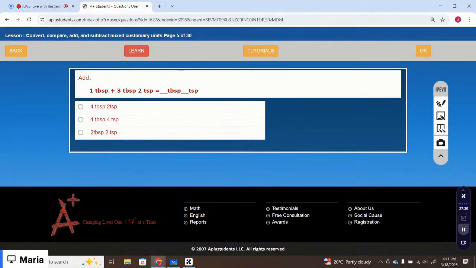One tablespoon plus 3 tablespoons, 2 teaspoons. So which is the correct option? Just add the tablespoons. 3 plus 1 is 4 tablespoons, 2 teaspoons. Option number 1 is the correct option.